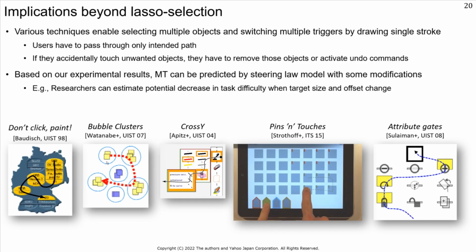According to our results, the movement time can be predicted by the steering law model with some modifications. This helps designing user experiments and interfaces. For example, when researchers evaluate new interfaces, they can estimate the potential decrease in task difficulty when the target size and offsets change.